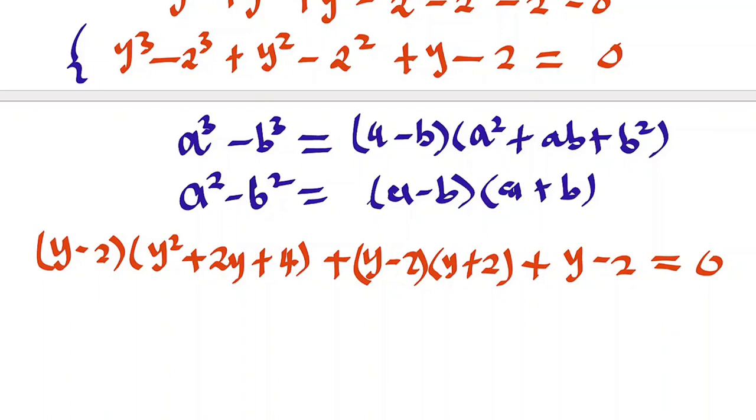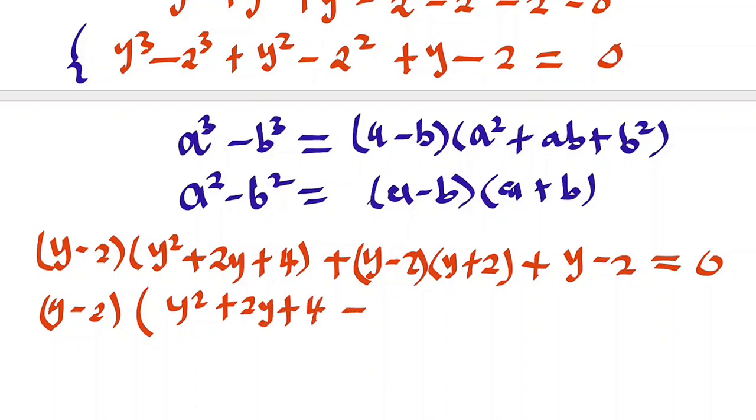Alright, so the next thing we're going to do, we can see there's something common. We have y minus 2 here, y minus 2, y minus 2 is common here. So we try to factorize it out. So factorizing y minus 2 out, we're going to have y minus 2, into bracket, everything here becomes y to the power of 2 plus 2y, then plus 4, then plus y plus 2, then plus 1, everything equals 0.